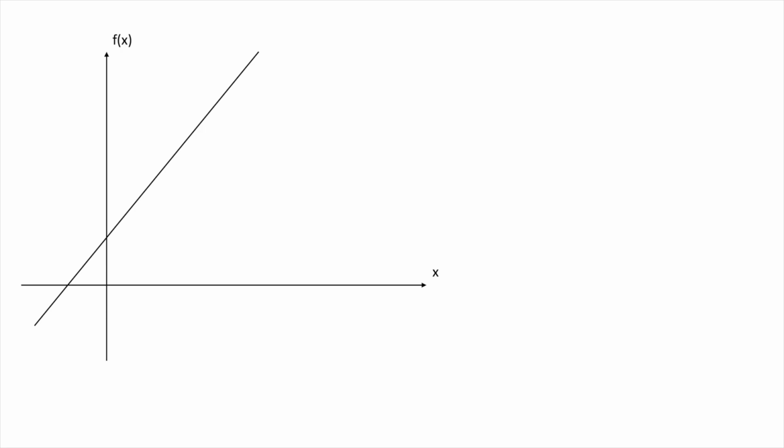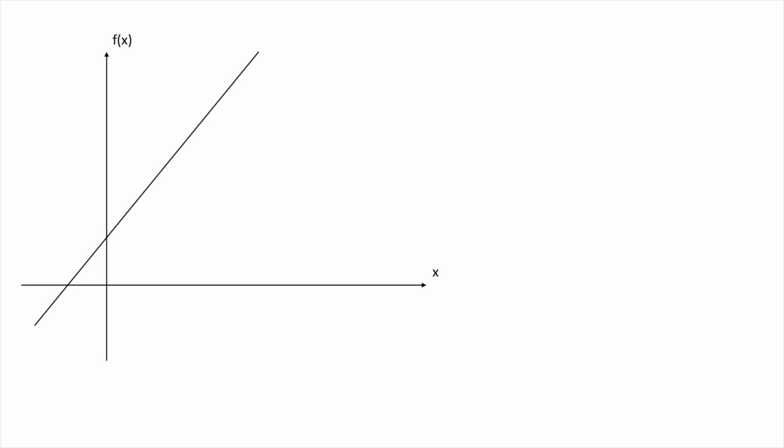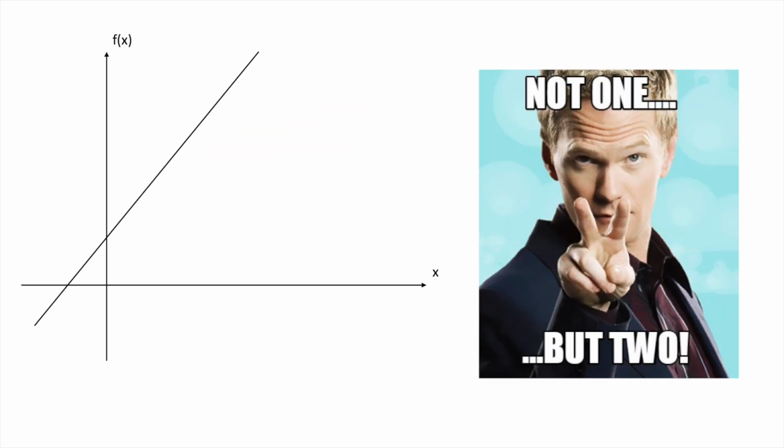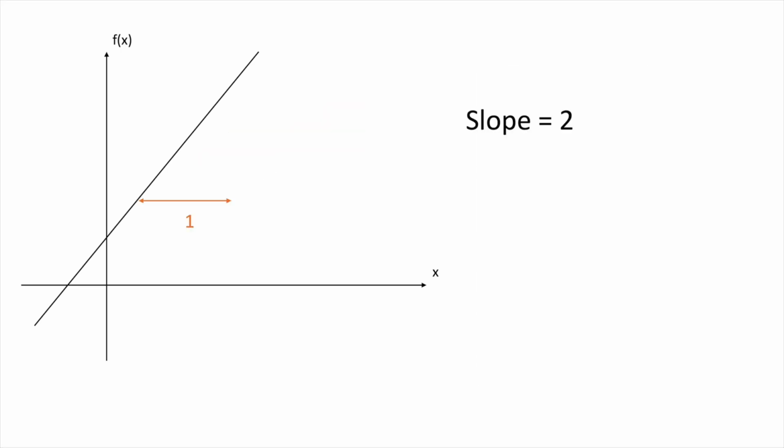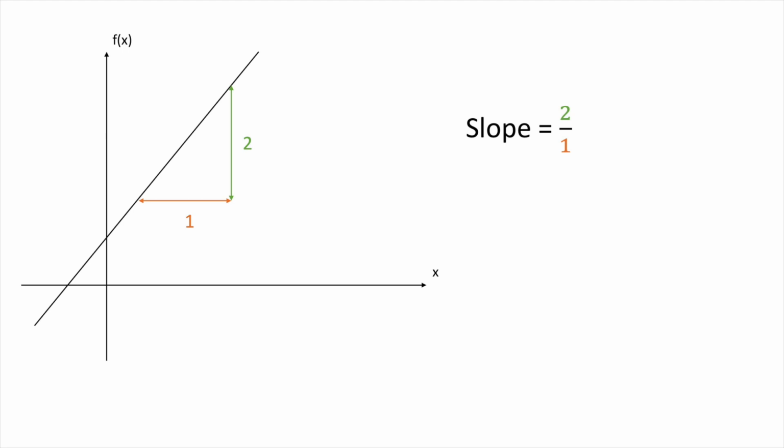When we think of derivative, we think of slope. Let's take a straight line. This one has a slope of 2. If by going one step to the right, we go up 2 upwards, the slope is said to be 2 to 1, which is 2.